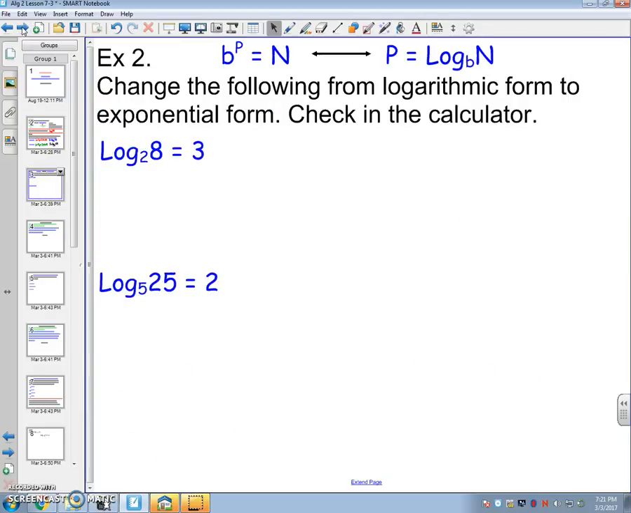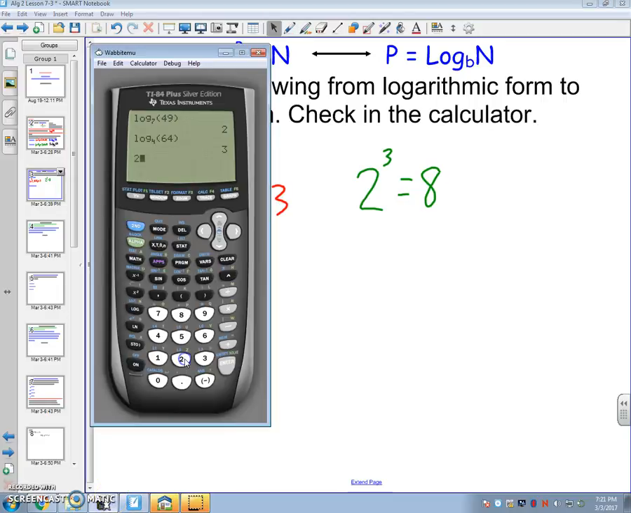You can also go backwards, change from logarithmic form to exponential form. So basically we're going to switch back and forth a lot. So same thing, we're going to label all the letters. Well, we know that 2 right there is the base. So b equals 2. That 8 is the n. And p equals 3. So plugging into the formula, b to the p equals n. So b is 2, to the p power equals n. And that we know is true. 2 cubed is 8. You can check the calculator, but 2 times 2 times 2, of course, is 8.